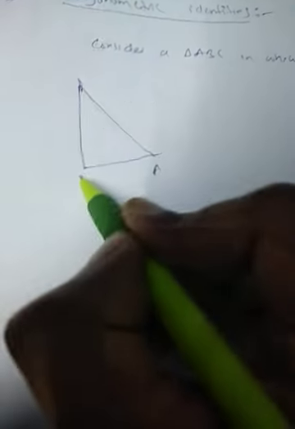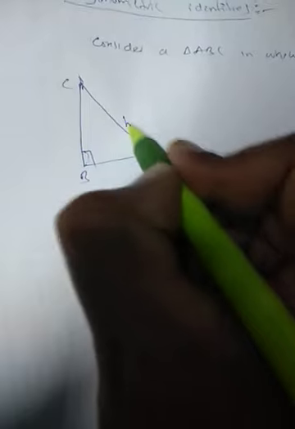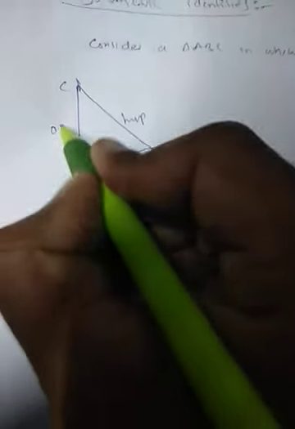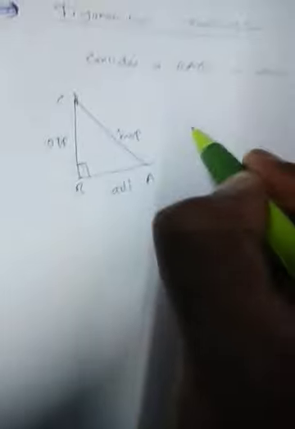Triangle ABC. Here angle B is 90 degrees. So this will be the hypotenuse, this will be the opposite side and this will be the adjacent side. By using Pythagoras theorem, I can write hypotenuse square is equal to opposite square plus adjacent square.